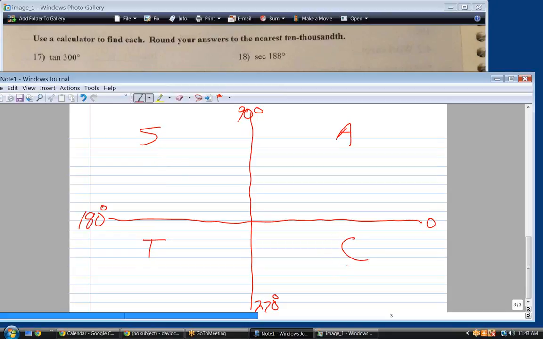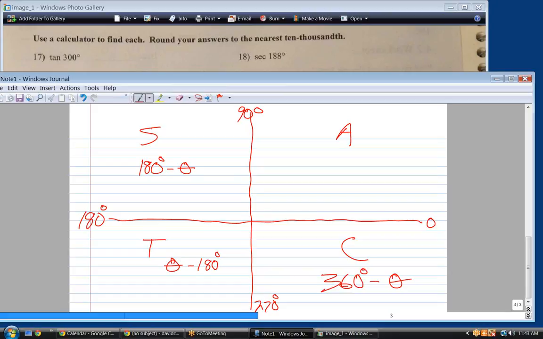Okay? Now, the other 3 things you need to memorize are how to take a second quadrant angle and convert it to a first quadrant angle. And then you do all your work with first quadrant angles. That's all you have to memorize, what you see on the picture there.